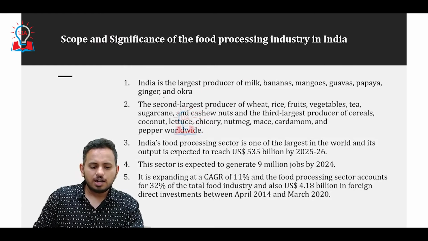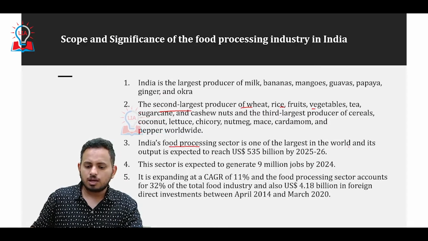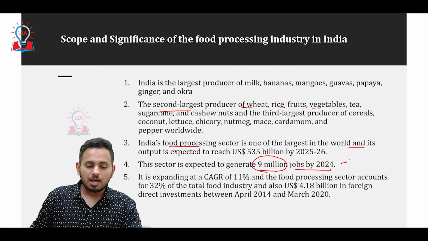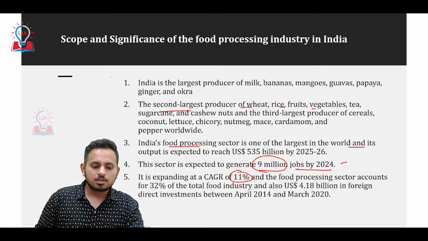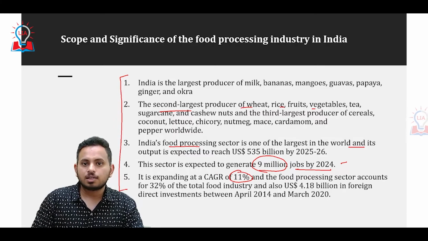You can see it here. India is the second largest producer of wheat, rice, fruits and vegetables. India's food processing sector is one of the largest in the world, and the sector is expected to generate 9 million jobs. This is one of the significances, that it will create employment, and it is growing at a CAGR of 11%. So these are some of the points that you will have to include when you're writing the scope and the significance of the food processing industry.